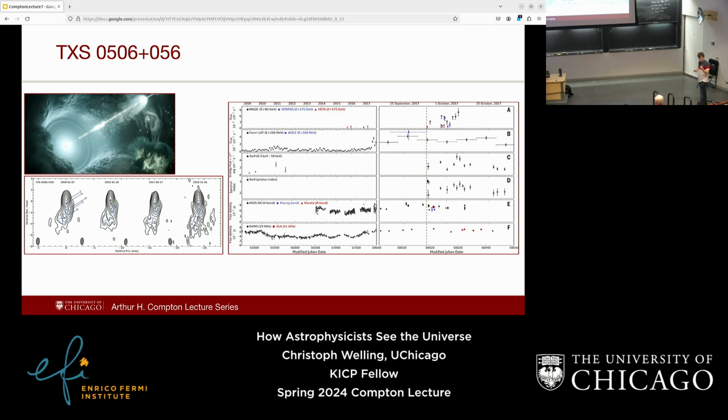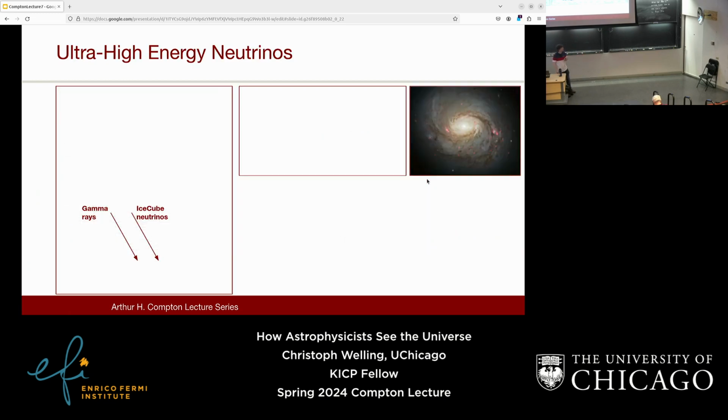And because you can calculate the likelihood that just by pure coincidence we have one of these flaring blazars at the time and in the direction where we see a neutrino coming from, you can tell that just by chance it's very unlikely that this happened. So from these observations we can tell that probably these kinds of sources are responsible for cosmic rays.